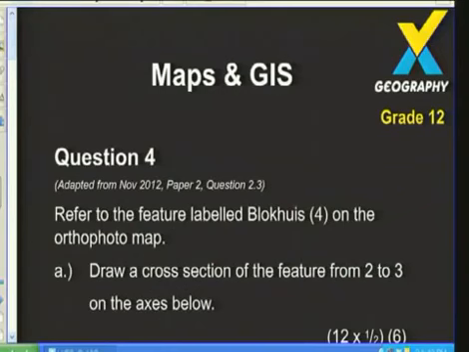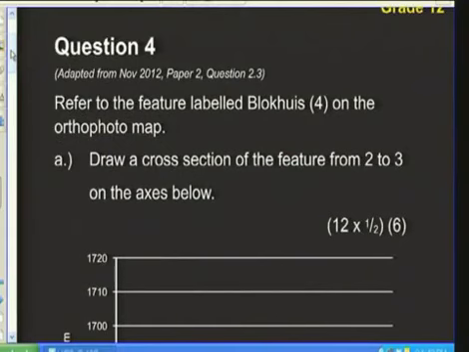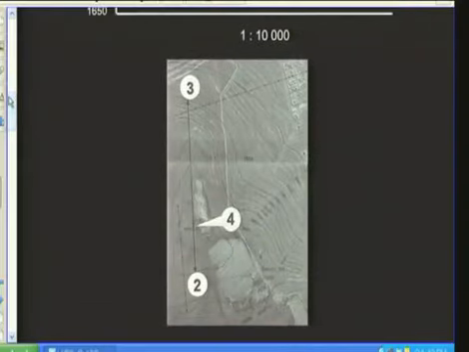Question number 4. This is a map question, so you would find this on your orthophoto map in this case. Now remember, an orthophoto map is a combination of a map and a vertical aerial photograph. Let's just scroll down and we'll find an example of one. It's a photograph where you've been given contour lines as well.